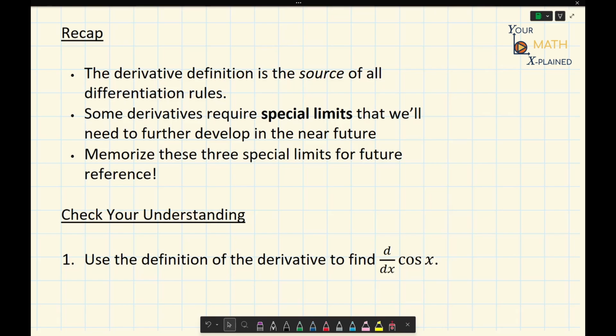And now it is your turn to give this a try. Can you find the derivative of cos x using the definition? Make sure to refer back to these special limits at the beginning of the video.